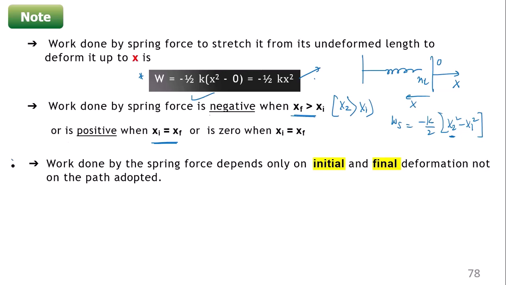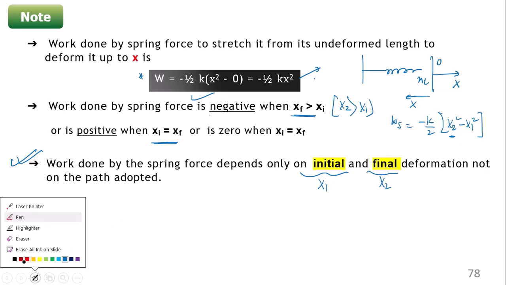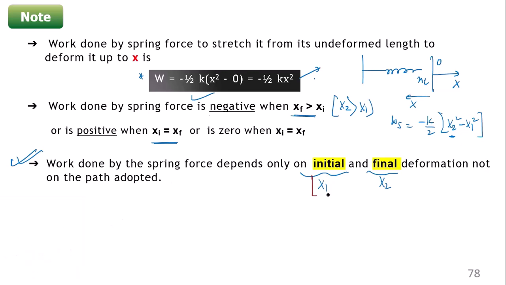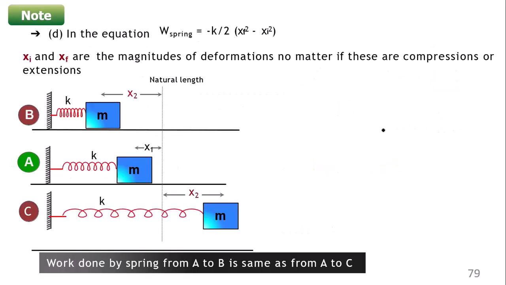So work done by the spring force depends only on the initial and the final deformation, that is x1 and x2. In most situations, I can take this x1 number as 0, that is, the natural length position. That means I only need to go for the x2 calculation. Once I know the x2 number, I can calculate the work done by the spring force. Now, this is the final situation. Work done by spring force is this one.